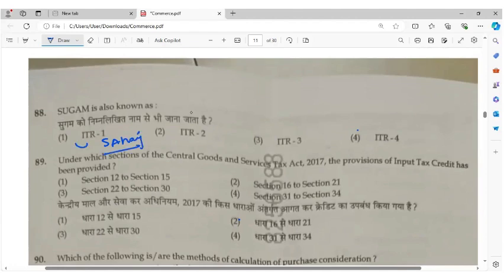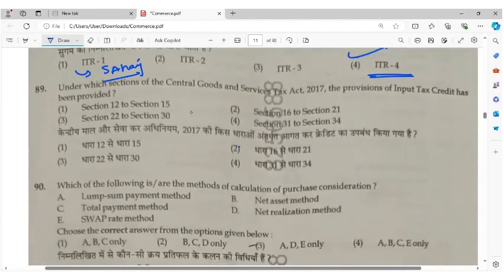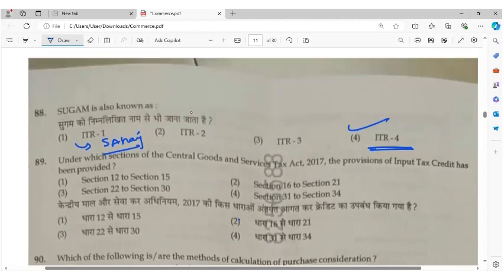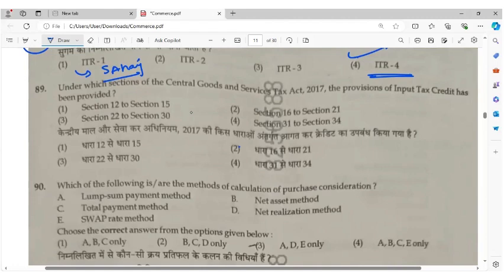Okay, Sahaj is related to ITR 1 and Sugam is related to ITR 4. Now the next question. The right answer for this is yes, the fourth one is right over here. Under which section of the Central Goods and Service Tax Act 2017 has the provision of input tax credit been provided? For input tax credit, the provisions are given from section 16 to section 21.